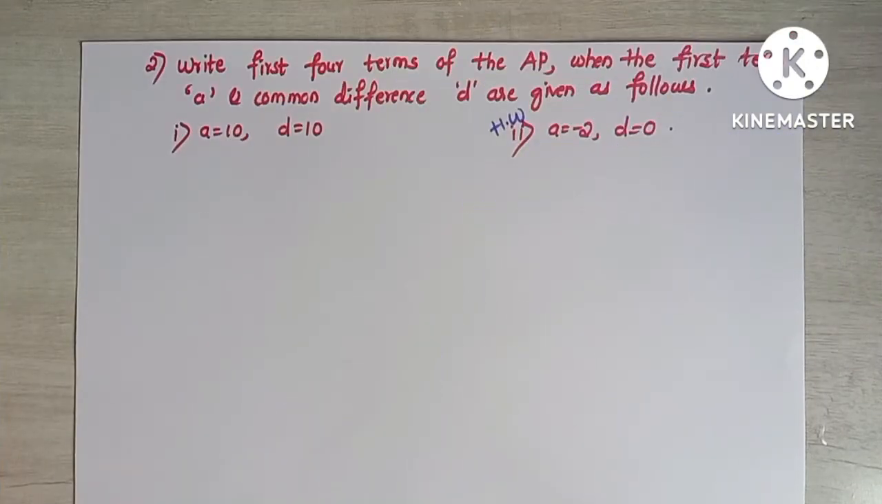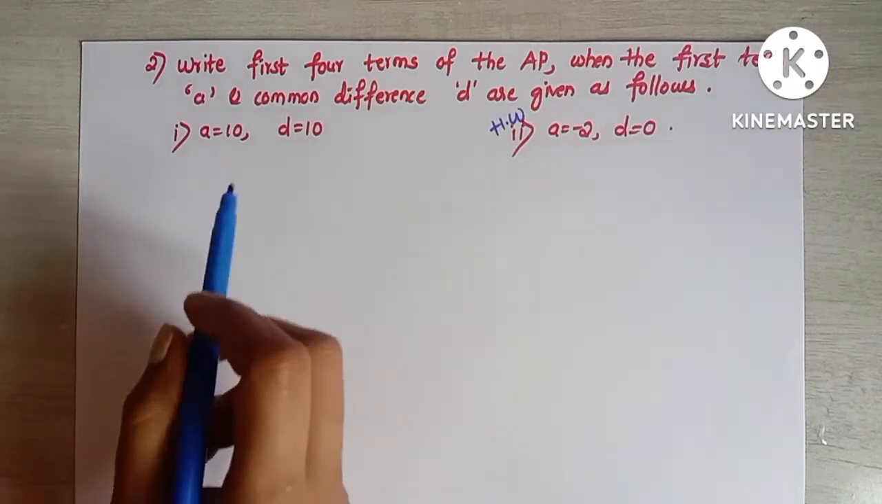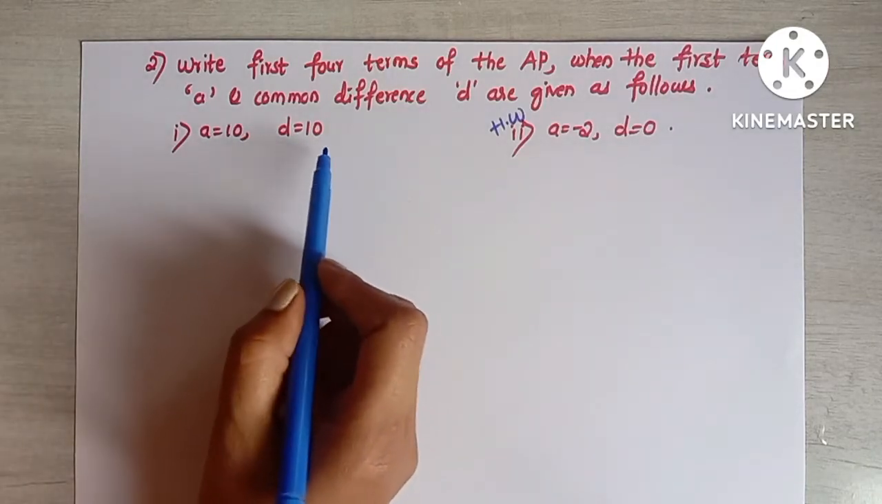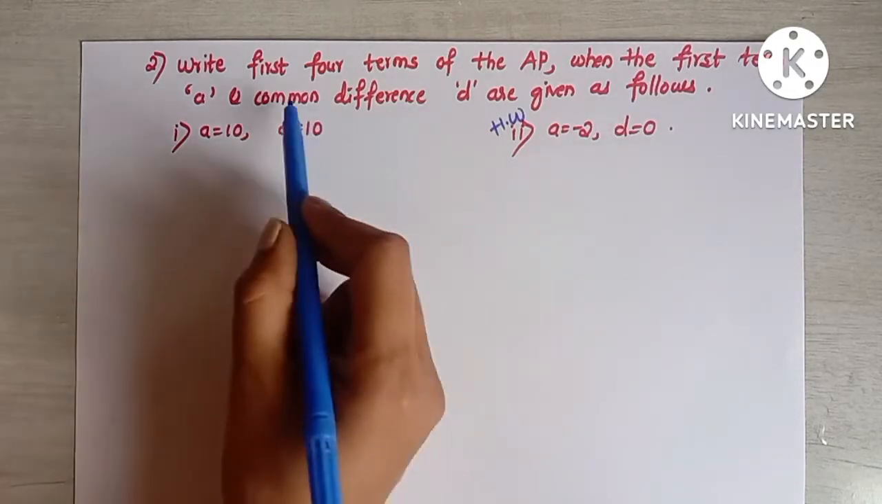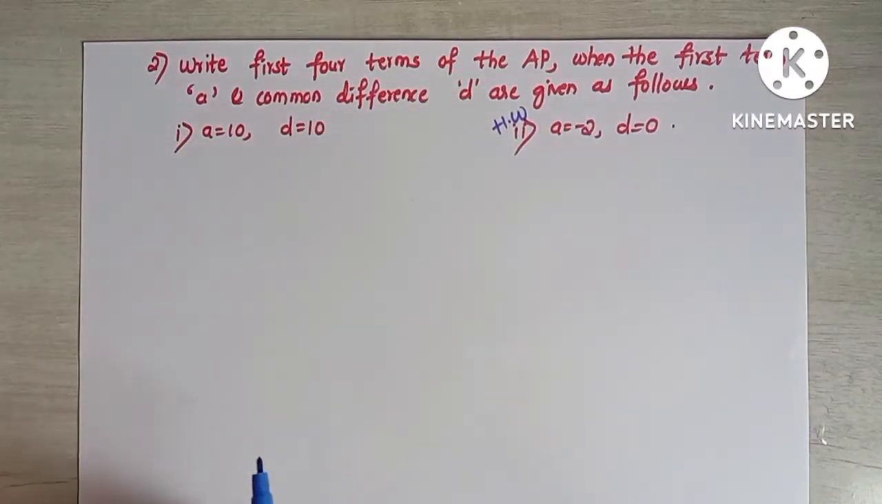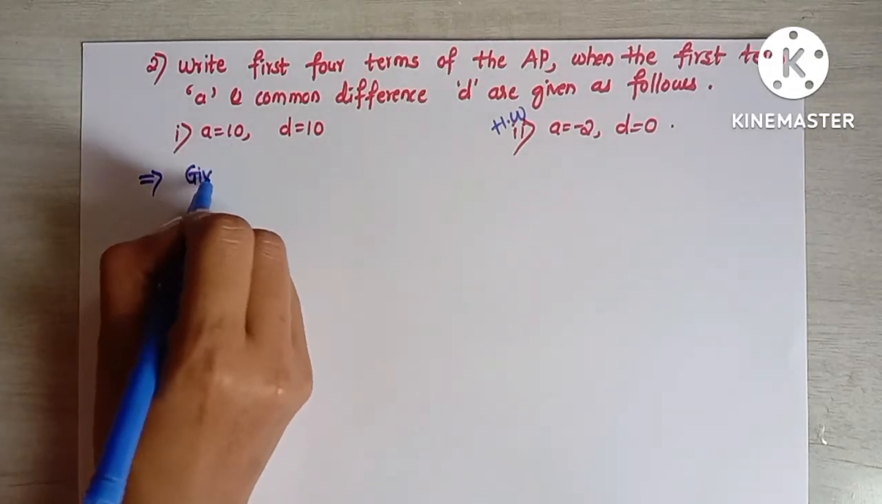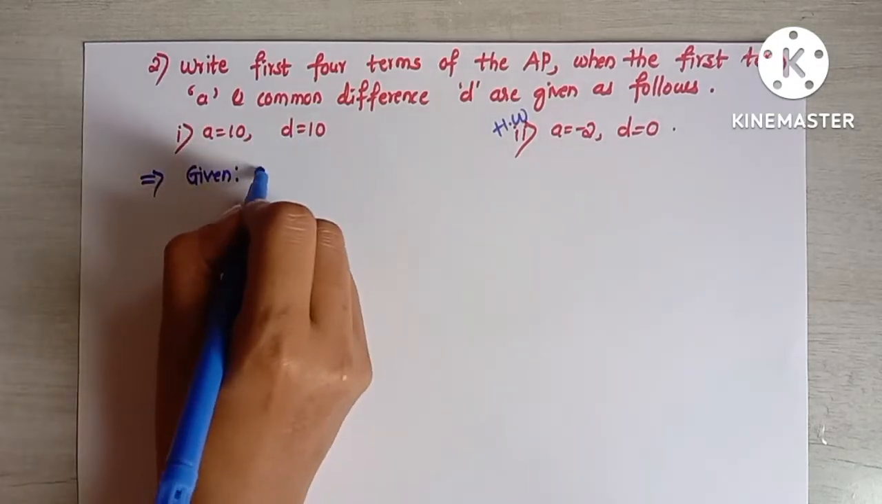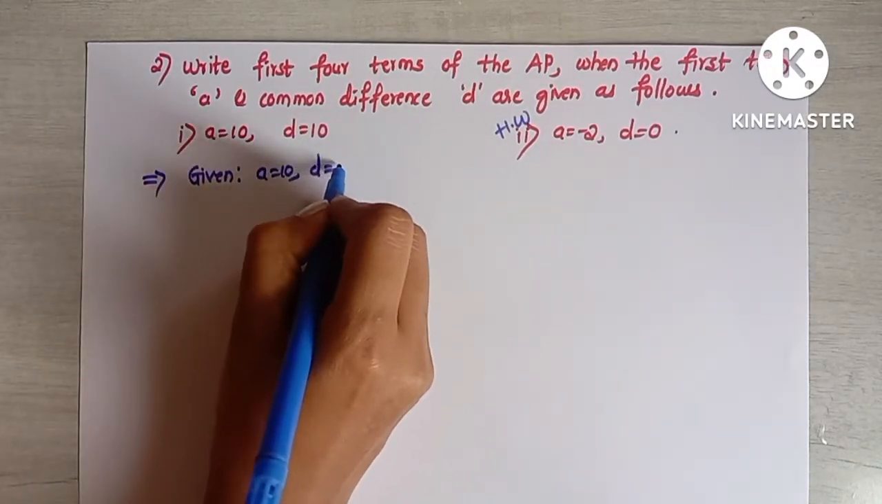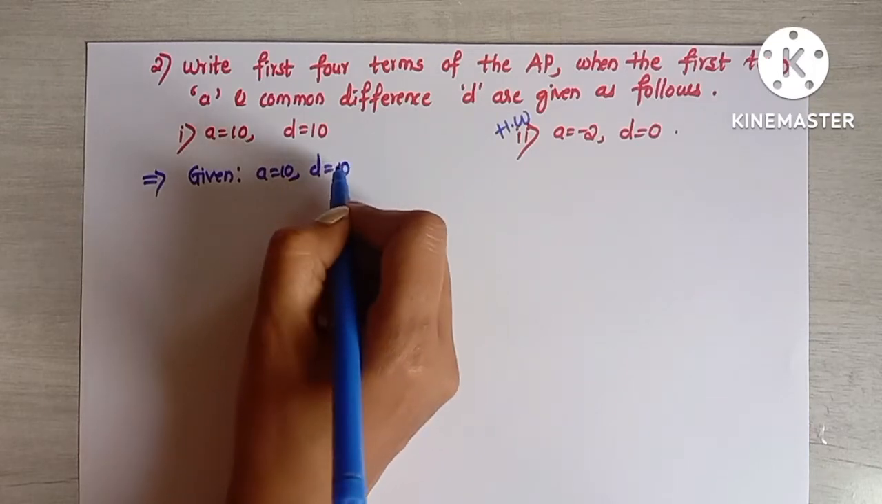So what is the next question? It is second main, that is, write the first 4 terms of the AP when the first term A and common difference D are given as follows. So here in the sub questions, the A and D values are given. So we have to write the first 4 terms of the AP, that is A1, A2, A3 and A4. So let us see. Let us write what is given first. So given is A is equal to 10 and D is equal to 10.